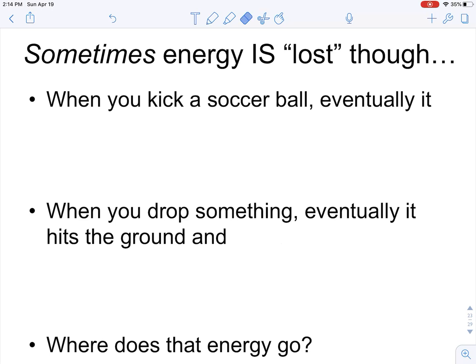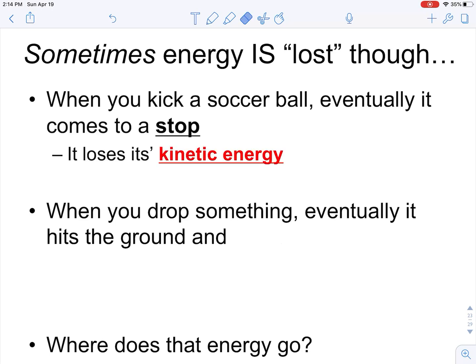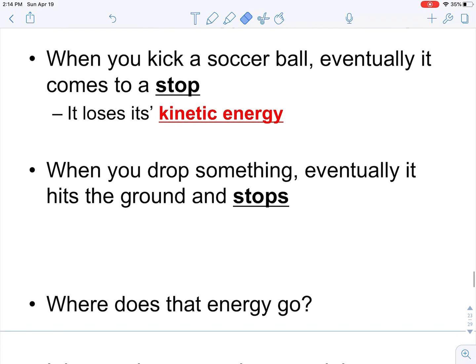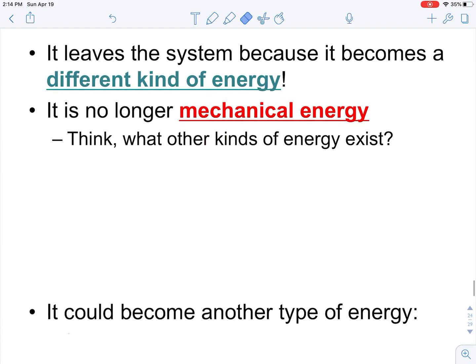So for instance, when you kick a soccer ball, it eventually comes to a stop. It loses its kinetic energy. When you drop something, eventually it hits the ground, and after it hits the ground, it stops. What happens to that energy and where does it go? So it basically leaves the system and becomes a different form of energy.